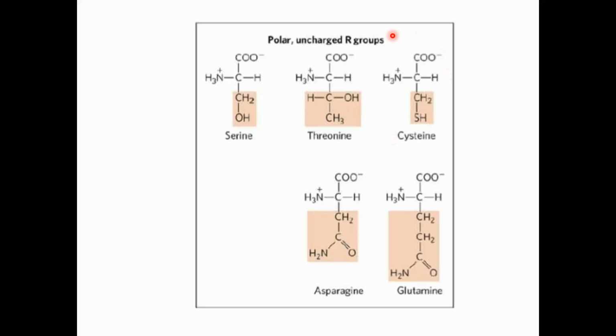And in cysteine we have SH, so this amino acid is polar because of this SH group. Then we have asparagine, which is polar because of this group, and then glutamine, which is again polar because of this group. So these are the polar amino acids, and none of them have any charge, but they have polarity because of the presence of a group in their R chain.